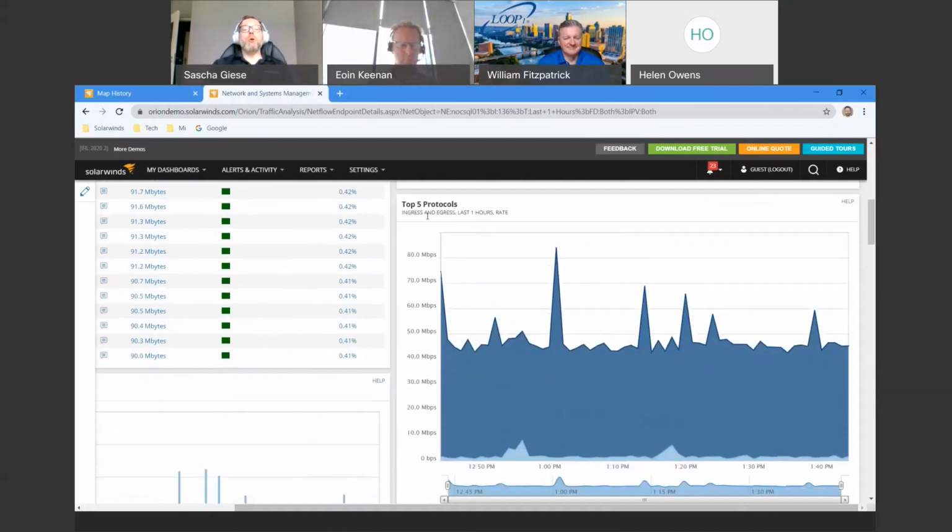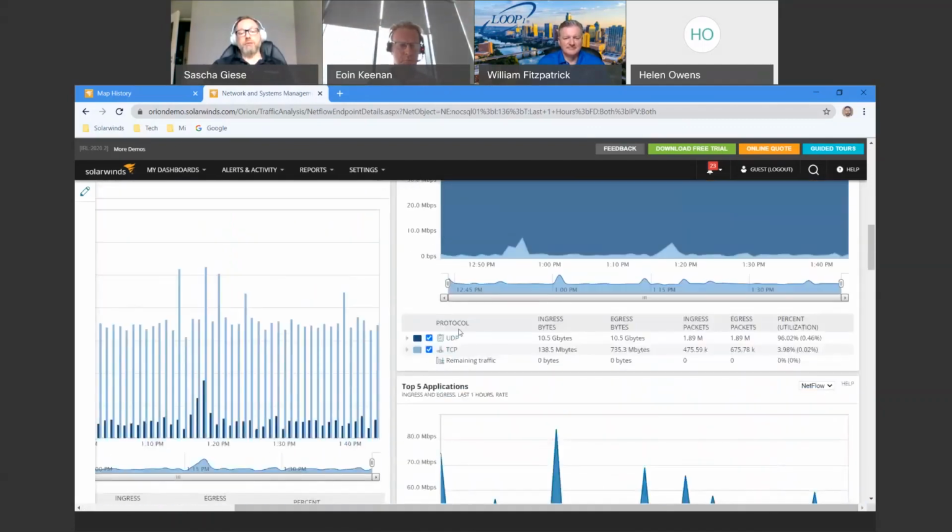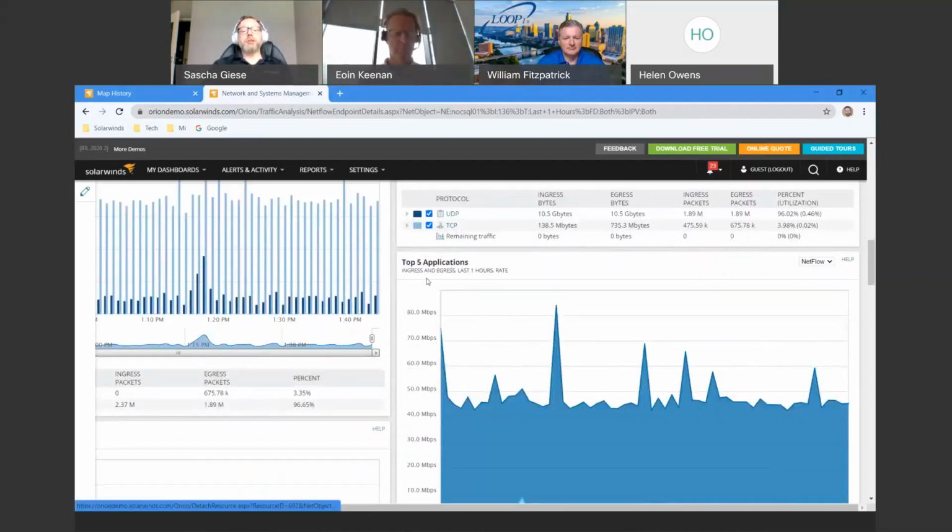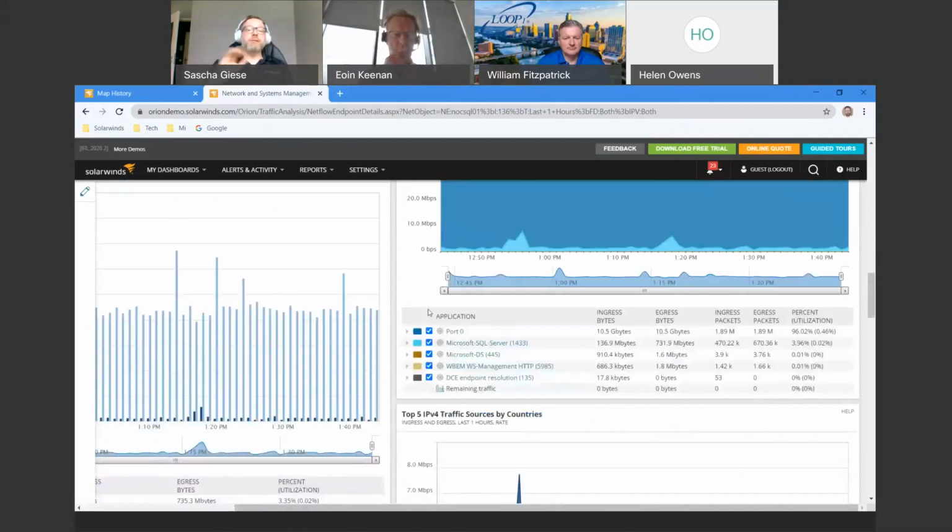Here's the protocol overview, so we would see there's not much happening, a bit of UDP, a bit of TCP, probably a lot of DNS resolution. We see the application overview. Now, this is interesting. Let me have a look. I have like 3 more minutes.